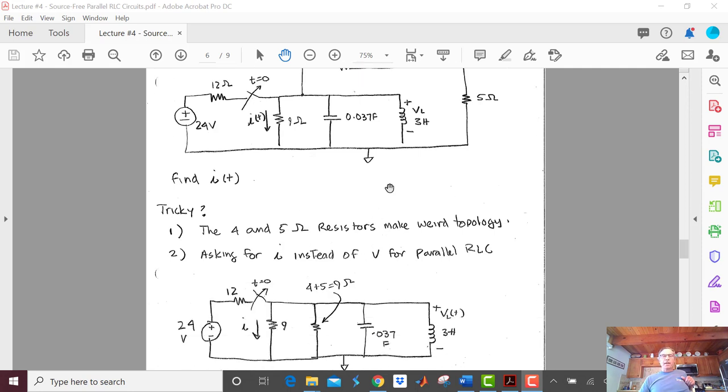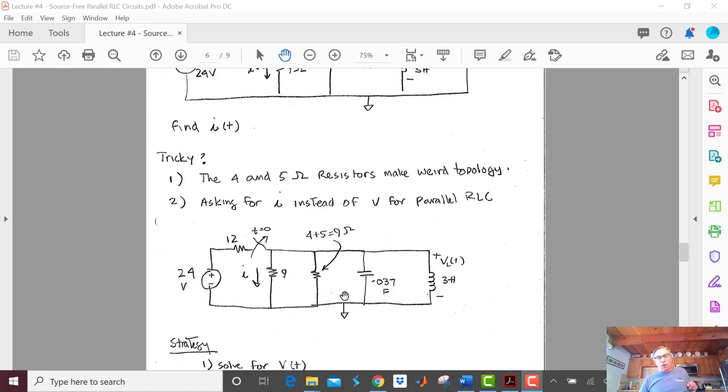So here it is. 4 ohms plus 5 ohms gave me 9 ohms, and notice how I just moved the topology around. So I'm still not there. It doesn't look perfect like a parallel RLC, but it will when I say, as far as the dynamics of the circuit go, I can combine these two resistors and I have a 4.5 ohm resistor. So as far as all the currents and voltages bouncing around in this thing, this looks like a 4.5 ohm resistor, and it's in parallel with a C, and it's in parallel with an L. So I got a parallel RLC circuit.